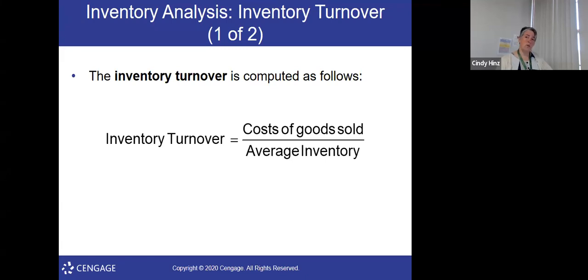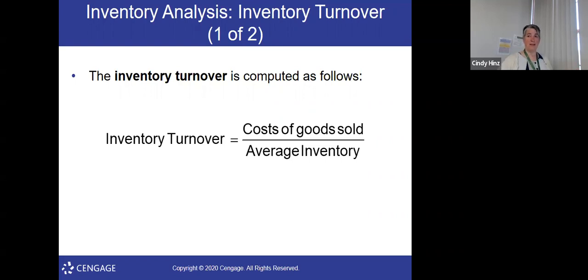So cost of goods sold from the income statement divided by average inventory. Inventory turnover is expressed as the number of times. And so this would be the number of times that we sell through our inventory on average in total during the year. So the higher the number, the more efficient the company is at turning over or selling their inventory more quickly. So from a liquidity standpoint, inventory turnover, the higher the better.